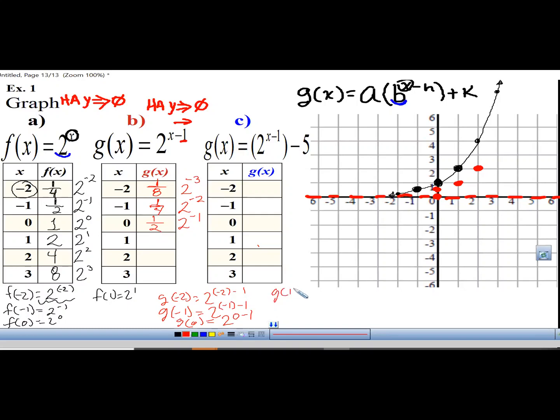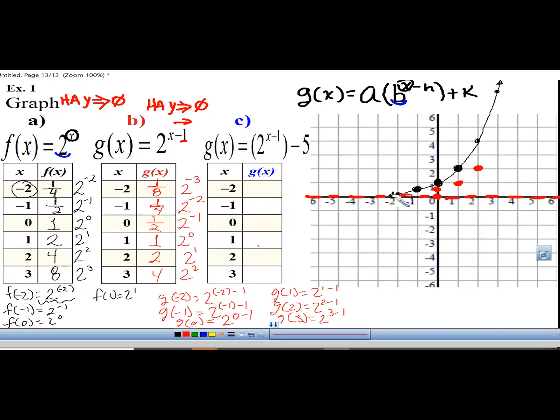Okay. Next, g of 1, which is 2 to the 1 minus 1, which is 2 to the 0. We already have 2 to the 0, which is 1. There it is. g of 2, which is 2 to the 2 minus 1. That's 2 to the first, which is 2. Okay. And last but not least, g of 3 is 2 to the 3 minus 1, which is 2 to the 2nd, which is 4. All right, let's plot these.